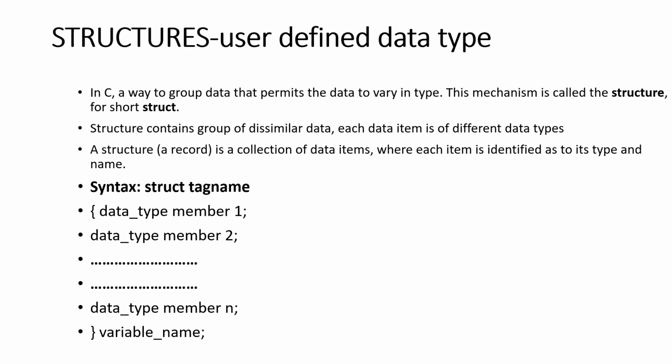A structure is a collection of data items where each item is identified by its type and name. The syntax of a structure is struct tag name, that means the structure name, then the data members of the structure. It can be member 1, member 2, and member n, each with its data type, and the variable name indicates a structure variable.